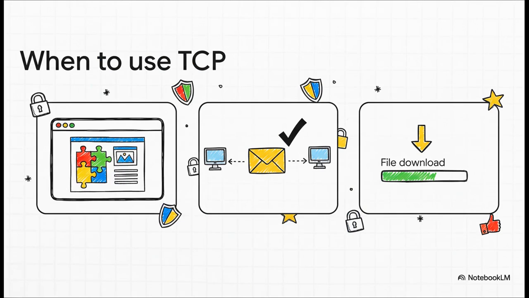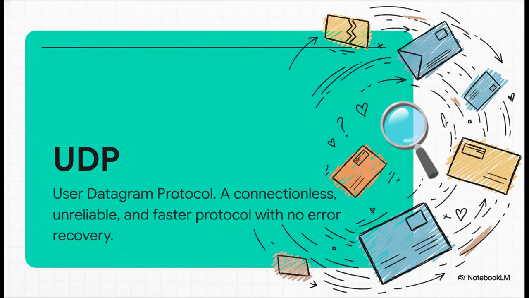So, when do you need that level of perfection? Well, pretty much anytime you can't afford to lose even a tiny piece of information. When you're loading a web page, you need all the text and images, right? When you're sending an email, it has to be the whole email. Downloading a file, same deal. That's all TCP. And then you've got the other option, UDP, the User Datagram Protocol.